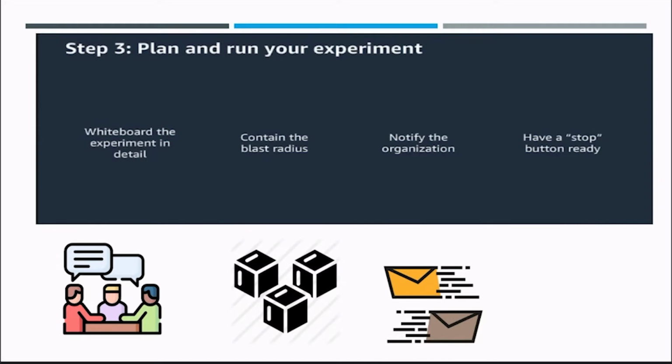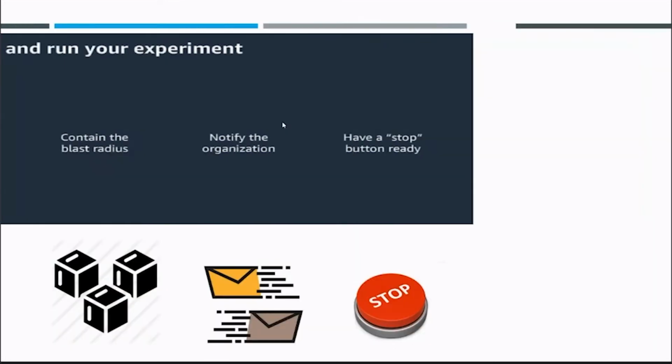So if something goes down, be ready and have a stop button ready. Let's say you planned to inject failure in only one virtual machine, but somehow there was a weakness that is affecting other downstream systems or other virtual machines anyhow. So basically, you are going to ruin all the production things, right? So you have to have a stop button ready. If something goes wrong, you have to abort the test, right? That is how you plan and run your experiment.